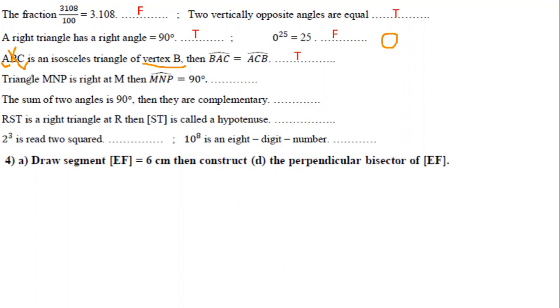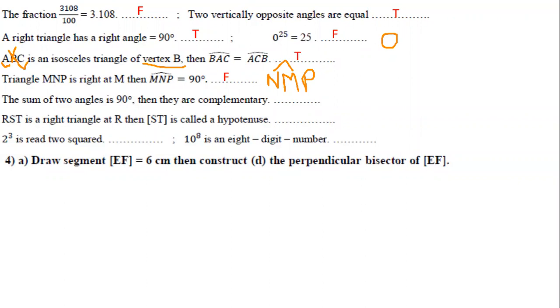Samia? Yes, miss. Triangle MNP is right at M. So is angle MNP equal to 90 degrees? False. Which angle will be equal to 90 degrees? M. Name the angle. NMP. Bravo, angle NMP will be equal to 90 degrees. So this sentence is true or false? False. This is false. Julia.